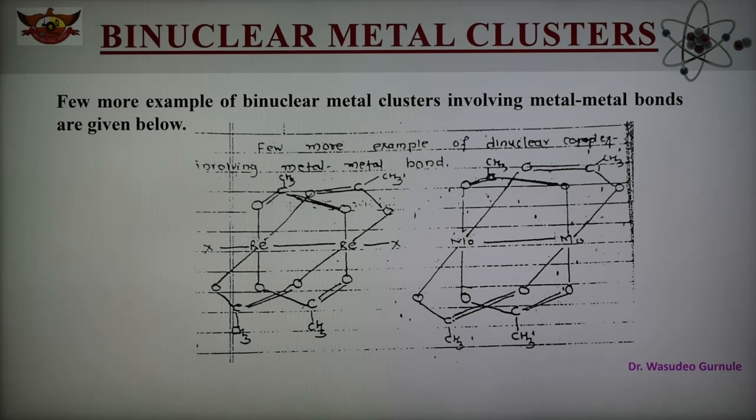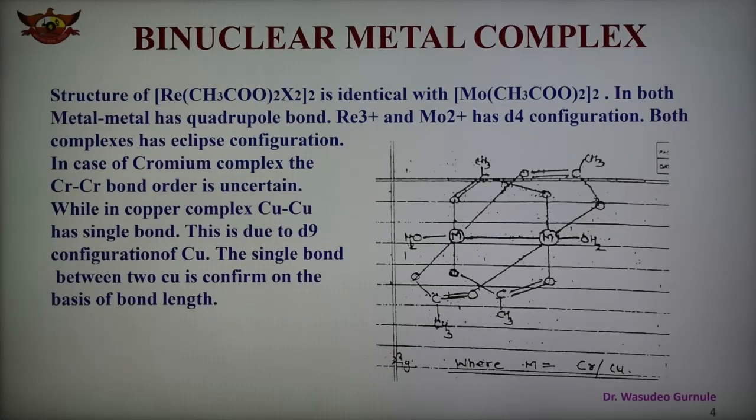In both structures the metal-metal bond is there and is a quadruple bond. In both cases there is a quadruple bond, and rhenium 3+ and molybdenum 2+ have a d4 configuration. Both complexes have an eclipsed configuration. It is shown that both these structures have an eclipsed configuration, and another structure is shown here of the metals chromium and copper, and the structure of these compounds is shown in this slide.